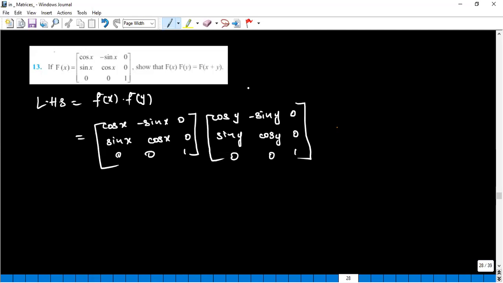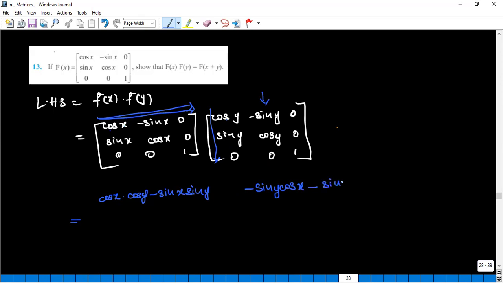Okay, let us multiply now. How will we multiply? Row and column. First row with first column, we will get the first element: cos x into cos y minus sin x into sin y. We will get cos x cos y minus sin x sin y. 0 into 0 is 0, so we don't need to write. And again, first row into second column, we will get minus sin x cos y minus sin y cos x, plus 0 into 0 is 0.